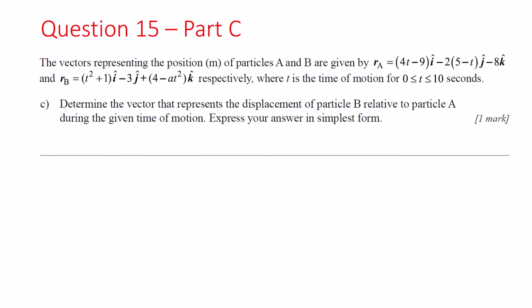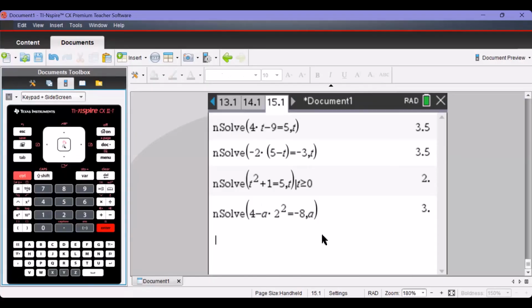In part C, we're asked to determine the vector that represents the displacement of particle B relative to particle A during the given time of motion, and we're asked to express our answer in simplest form. So what we do is we form the vector RB minus vector RA, and that's equal to (T squared minus 4T plus 10)i plus (7 minus 2T)j plus (12 minus 3T squared)k.